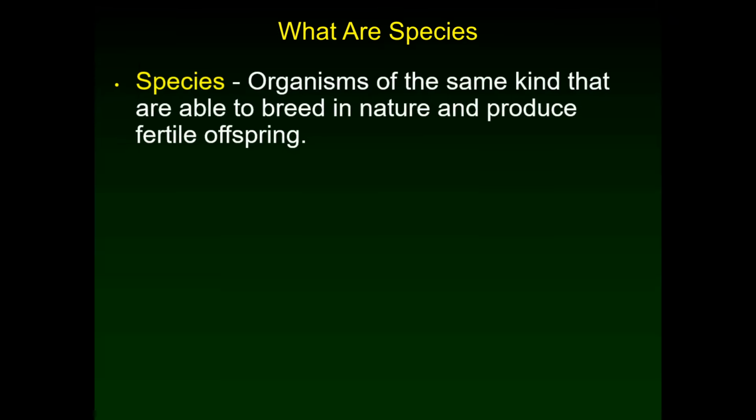So what are species? This is a big argument that has been ongoing in biology for the longest time. But a species is organisms of the same kind that are able to breed in nature and produce fertile offspring. So this adds in a little bit of confusion.